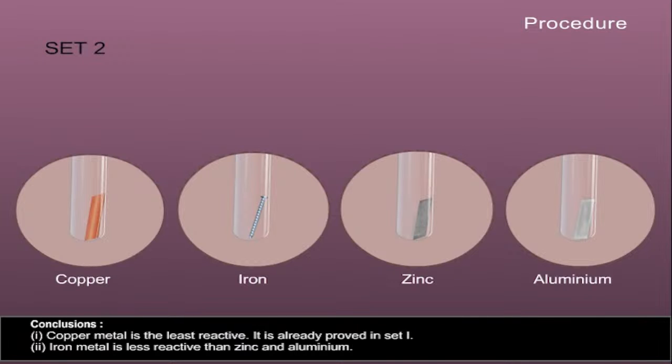Conclusions. 1. Copper metal is the least reactive. It is already proved in set 1. 2. Iron metal is less reactive than zinc and aluminium.